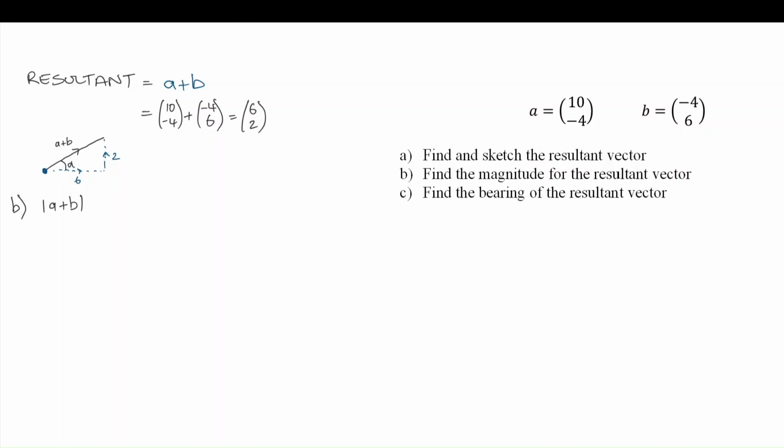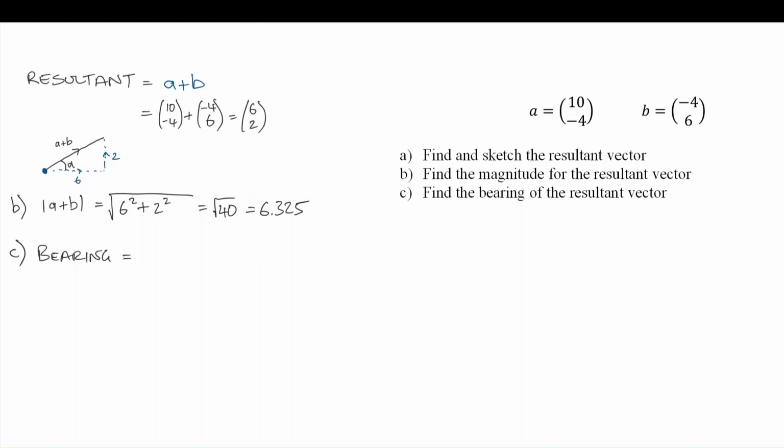Part B of the question asks us to find the magnitude for the resultant vector. The magnitude is the length of the resultant vector, this diagonal length. We can find that by using Pythagoras. So 6 squared plus 2 squared gets us root 40. And root 40 as a decimal is approximately 6.325. That's the length, that's the magnitude of the resultant vector.